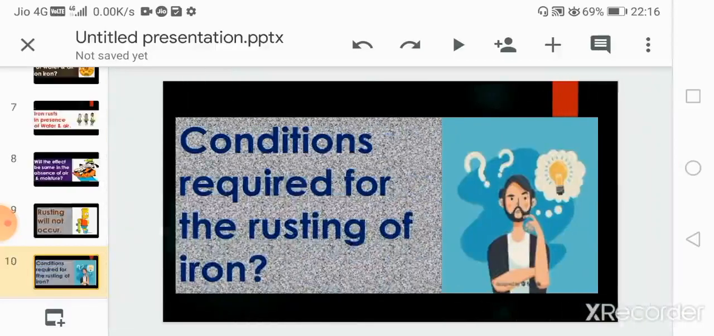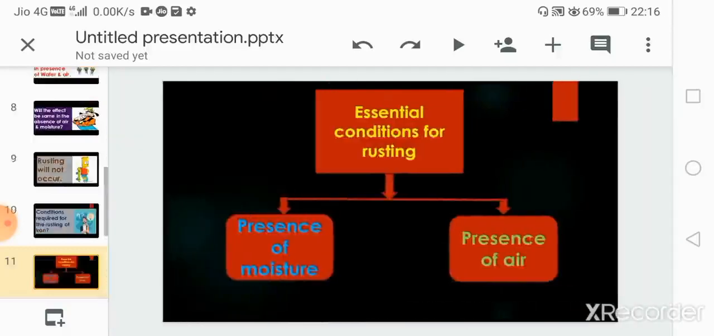Then what do you think? What does this prove about the conditions required for the rusting of iron? Well, look at this chart. Students, this proves that both oxygen and moisture are required for rusting to occur.